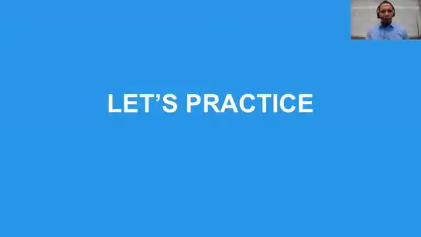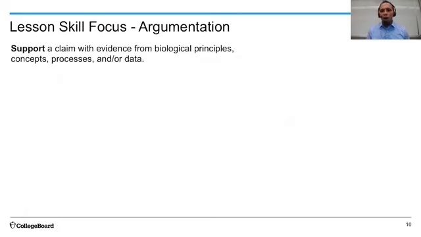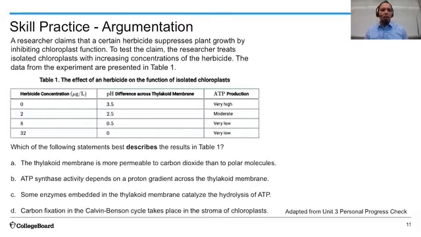So let's do some practice. Lesson skill focus: argumentation. We're going to support a claim with evidence. Again, evidence is key. We're going to support that from biological principles, concepts, processes, and/or data. So here is a multiple choice question, argumentation. A researcher claims that a certain herbicide suppresses plant growth by inhibiting chloroplast function. To test the claim, the researcher treats isolated chloroplasts with increasing concentrations of the herbicide. The data from the experiment are presented in Table 1.